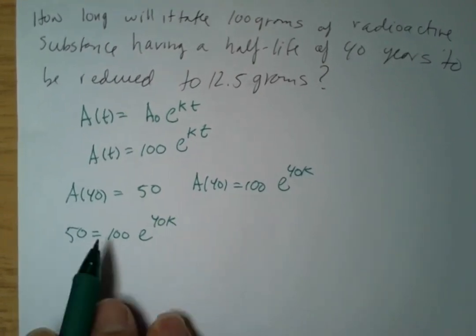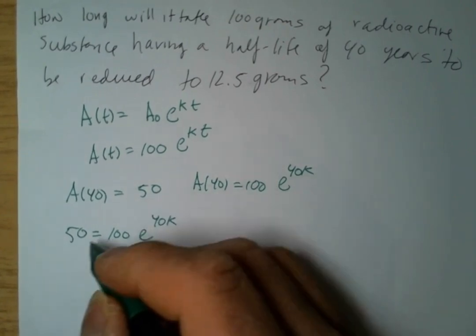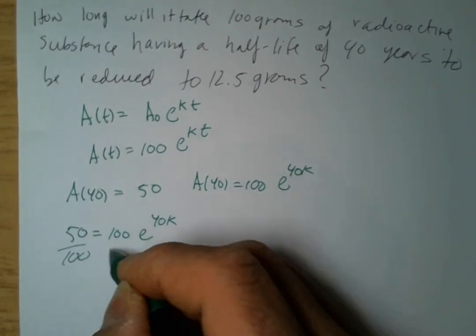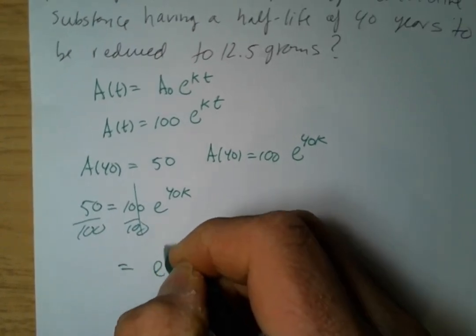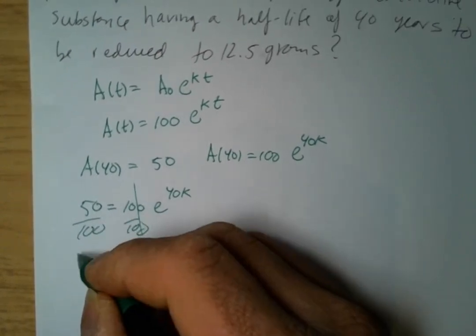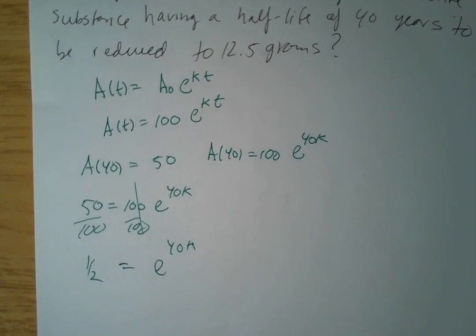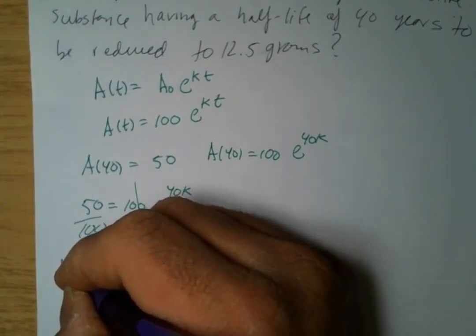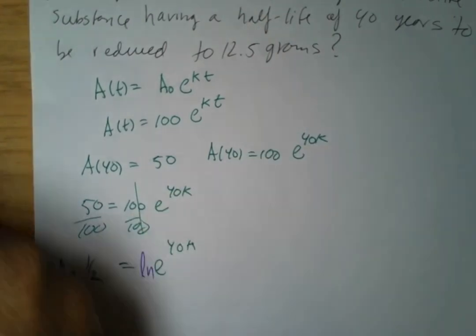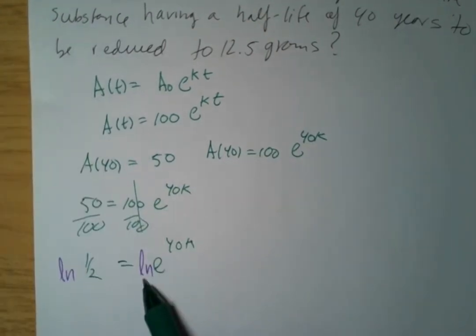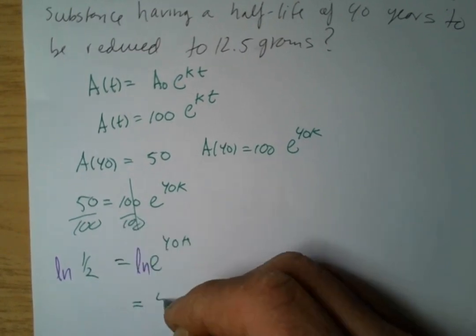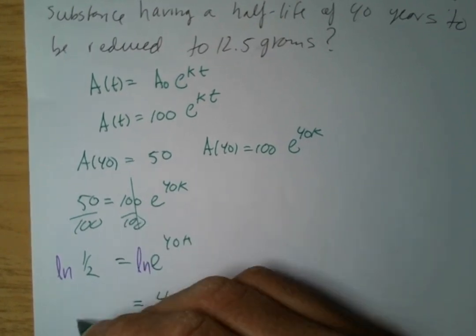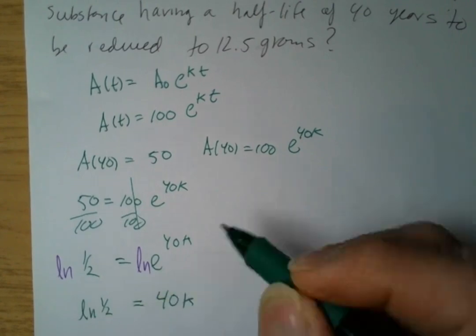From here, let's start solving for k. If we divide by 100 on both sides, that simplifies it, reducing to 1 on the left, so e to the 40k equals 50 over 100, which is a half, which makes sense, half-life. Now let's take the ln of both sides. The ln reduces with the e, and all we're left with is the coefficient 40k, and then here we got ln of 1/2.